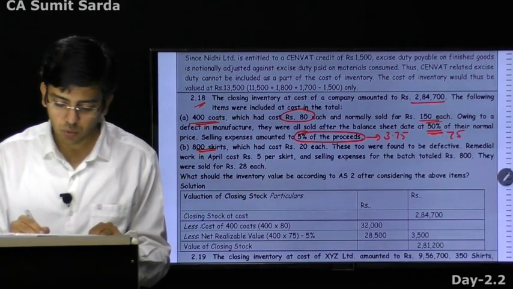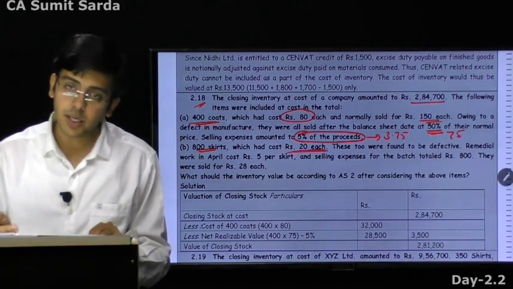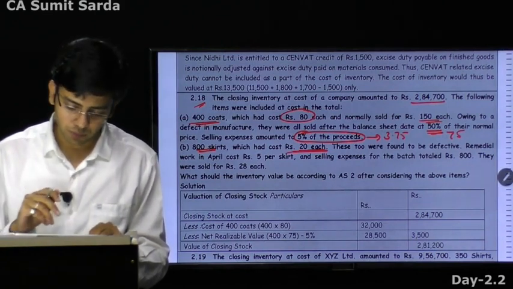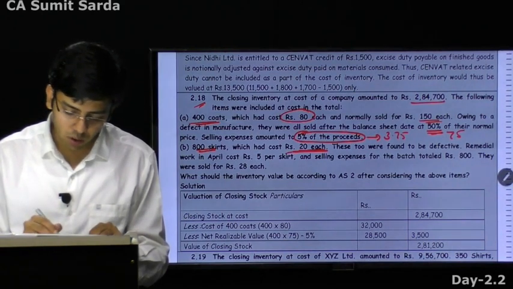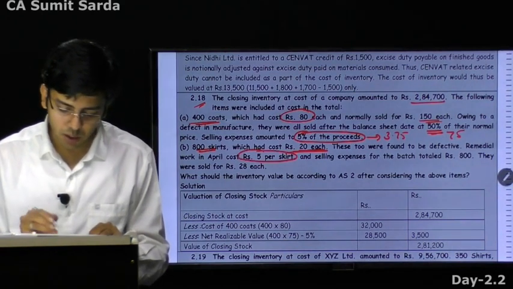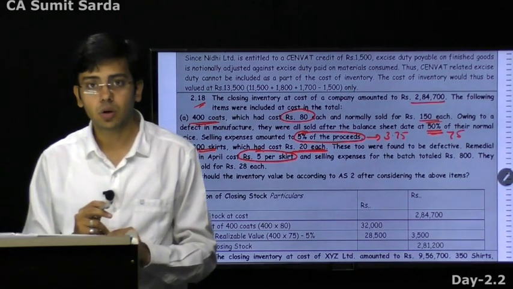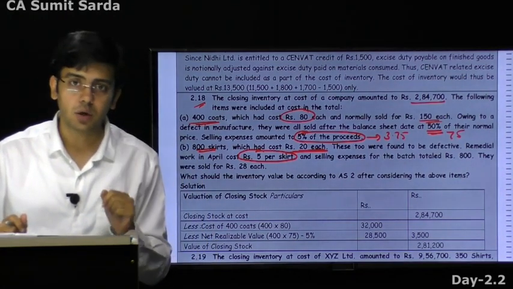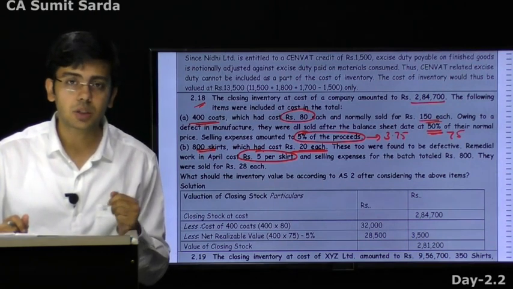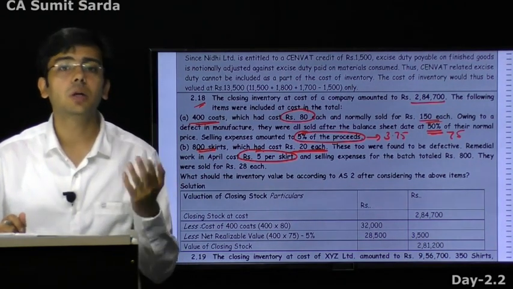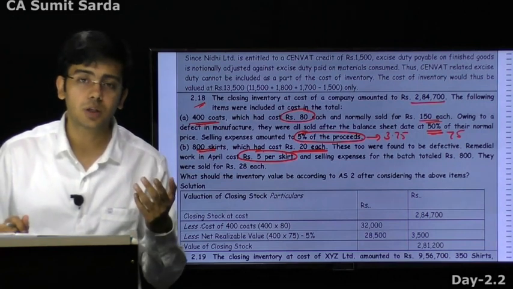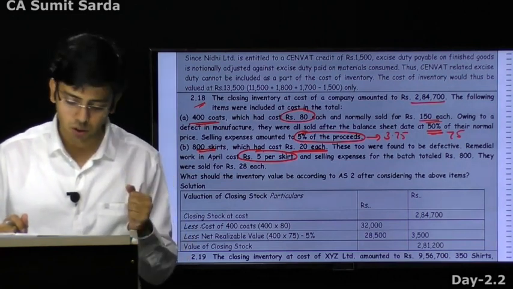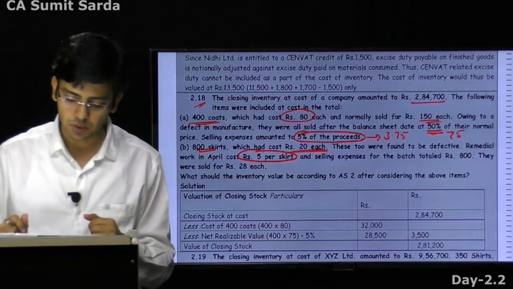800 skirts cost 20 each. They too are found to be defective. Remedial work, 5 rupees per skirt. Remedial work means rework cost. So rework cost of 5 rupees per skirt. Is this normal or abnormal? We consider it to be abnormal. So the abnormal cost incurred is 5 rupees.